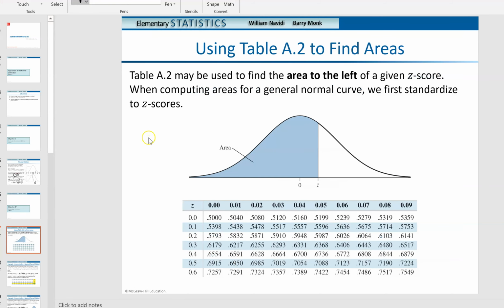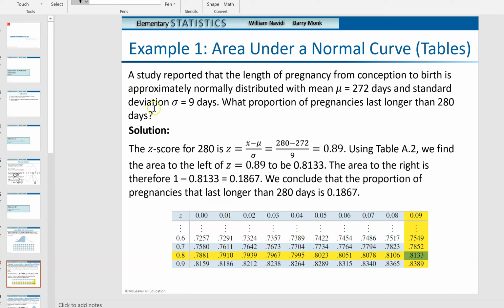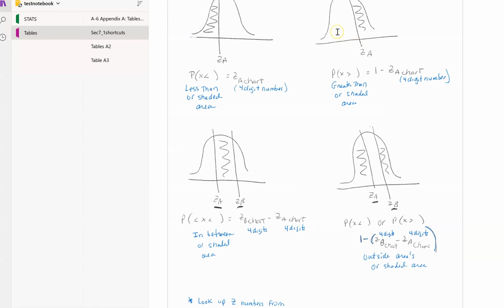So for this particular problem, now we're going to look up an answer. A study reported that the length of pregnancy from conception to birth is approximately normally distributed with a mean of 272 days and a standard deviation of 9 days. What proportion of pregnancies last longer than 280 days? Last longer means greater than, so I'm looking for greater than 280. According to my chart, greater than is right here, so I have to look the number up and subtract it from 1.